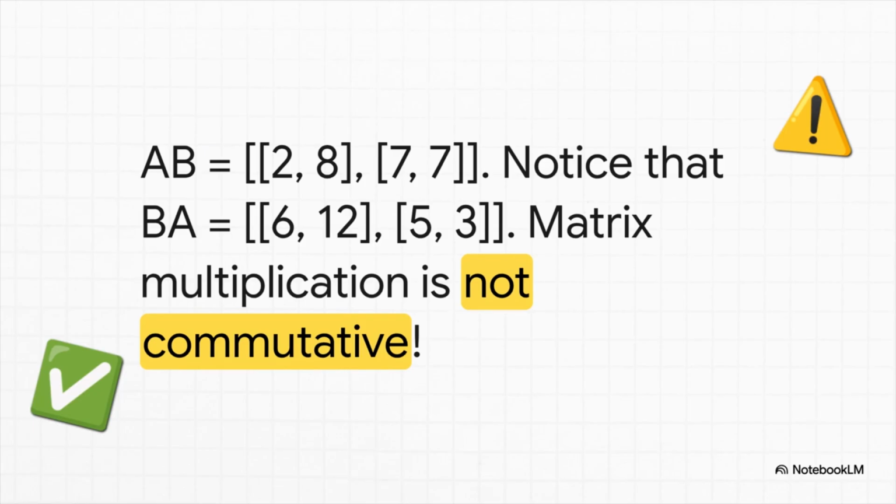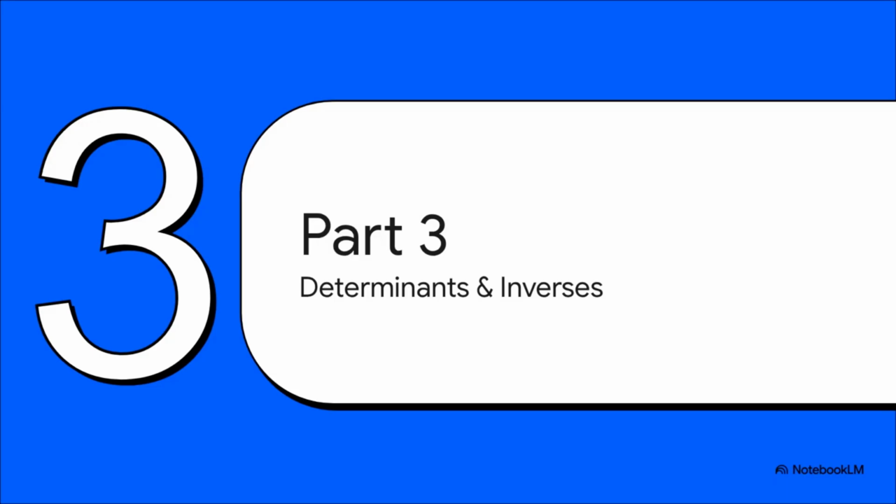For that top left cell, we took row 1 of A, which is 2 and 0, and column 1 of B, which is 1 and 2. 2 times 1 plus 0 times 2 gives us 2. If you follow that pattern for every cell, you get 2, 8, 7, and 7. But notice a massive fundamental rule here. If you calculate B times A, you get a completely different matrix. Matrix multiplication is absolutely not commutative. A times B does not equal B times A. Never assume they do.